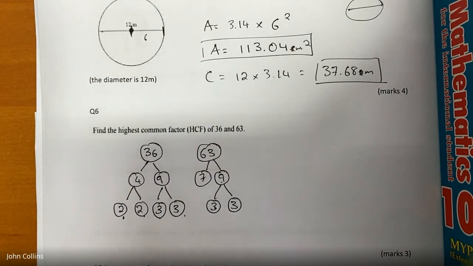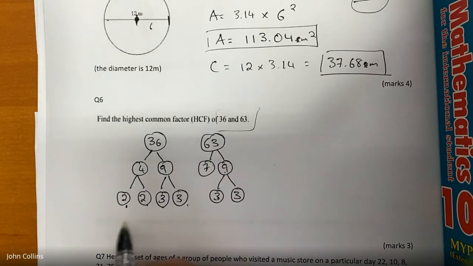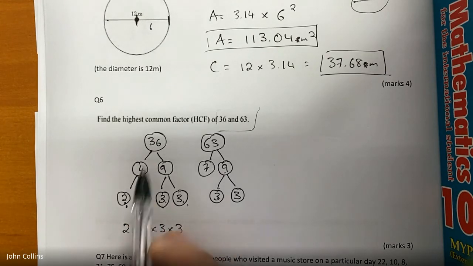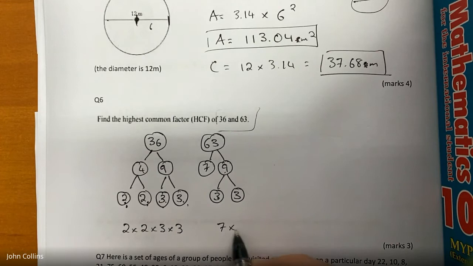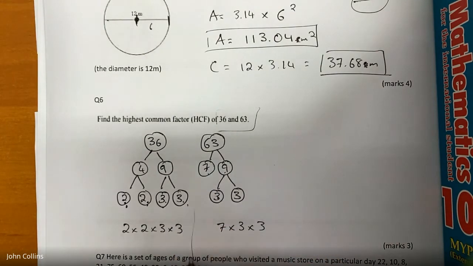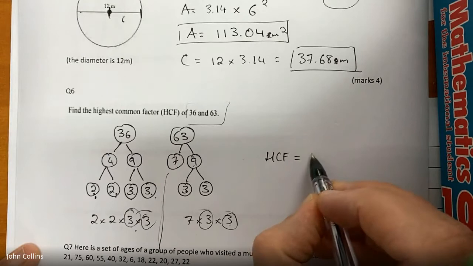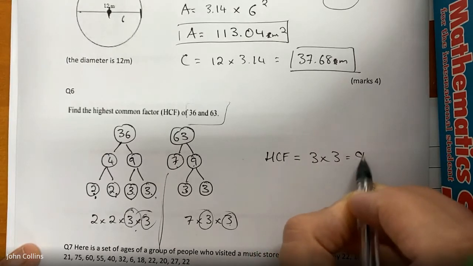So if you do this factor tree method, which is usually used if these numbers are bigger, I know that 2 times 2 times 3 times 3 is going to give 36. And you can check that in the calculator if you want, but it does. And I know that 7 times 3 times 3 gives 63. Okay? And then I just look at what numbers are in common in both lists. 3 is there twice in both lists. So therefore, the highest common factor is 3 times 3, which is 9.